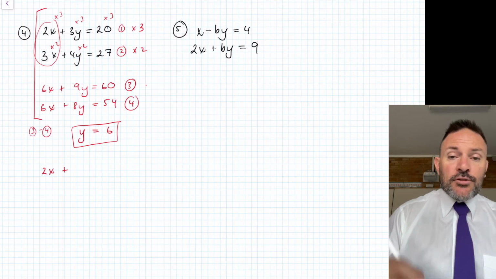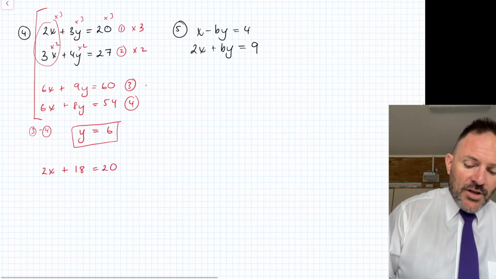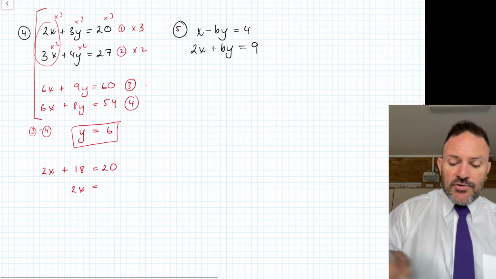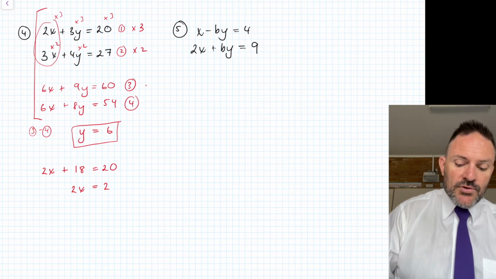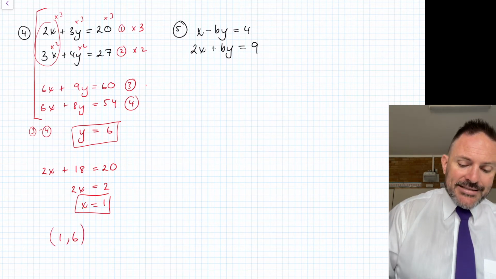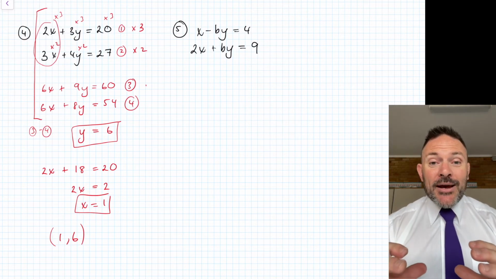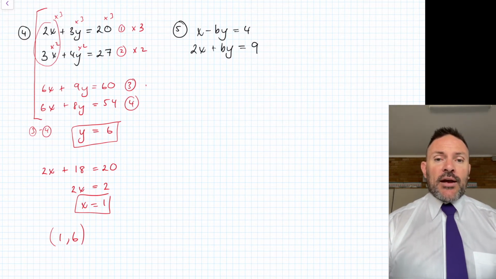2x plus 3 lots of y, well 3 6s are 18, equals 20. I'm going to subtract the 18 across to make it 2x equals 2. I'm going to get x equals 1, and I now have a really nice solution of 1, 6, okay, or x equals 1 and y equals 6. I hope that made sense, and hopefully you had a crack at that question as well.